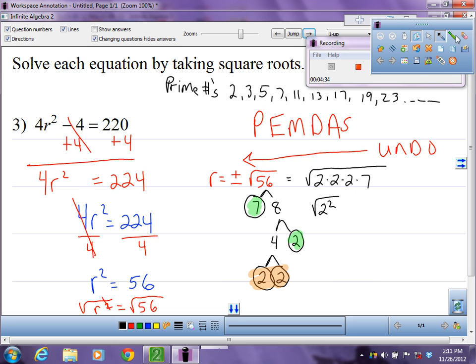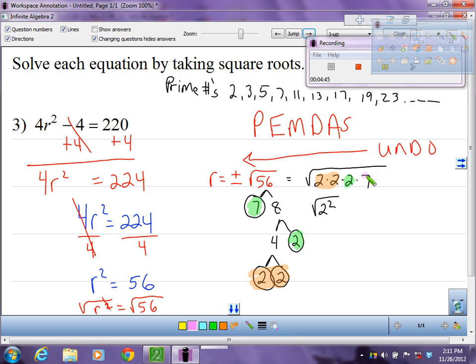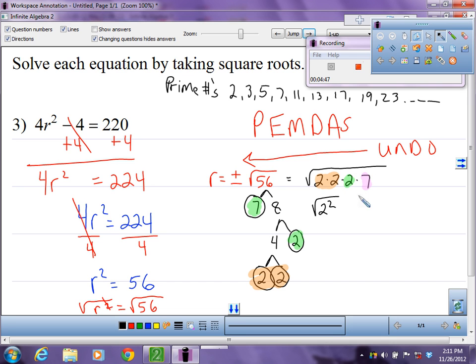Here, I've got these 2 together, right? But then I have this one by itself, and I have this one by itself. So the green one here, I'm going to say it's the square root of 2, and the purple 7 is the square root of 7.